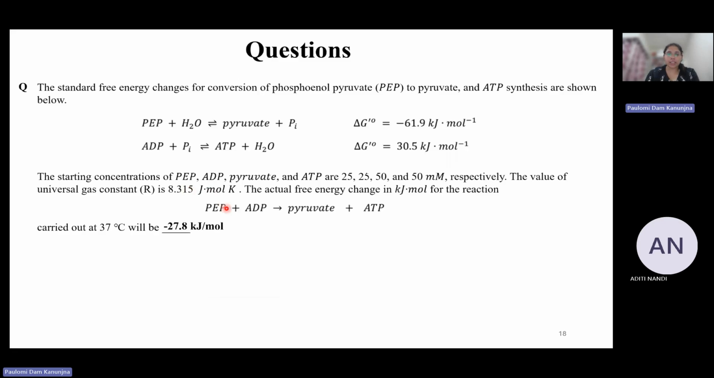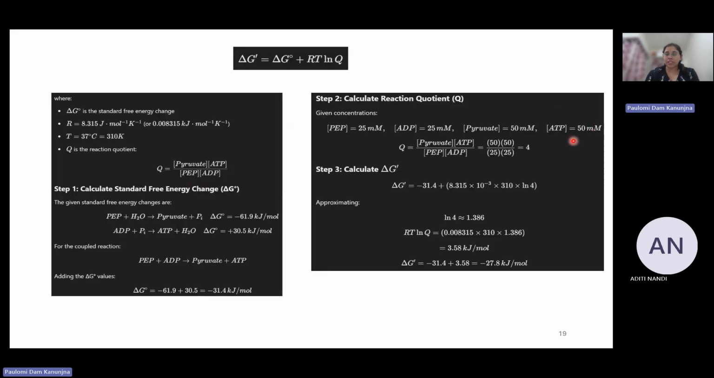Okay. So this is in joules. So we converted that into kilojoule per mole, and we are doing ln4, right? Now, when you solve this overall, you will see that if you substitute the value of ln4, which is 1.386 into this formula, you will see that this component to the right side of plus becomes 3.58, and when you finally add them to the delta G formula, you will get minus 27.8. Made sense?